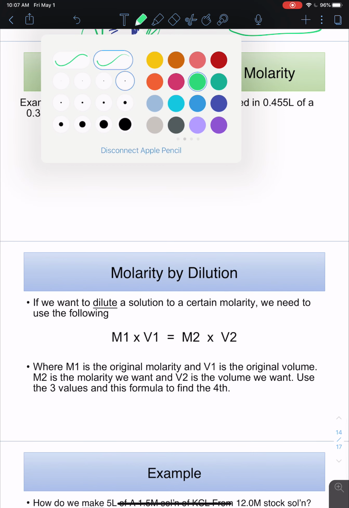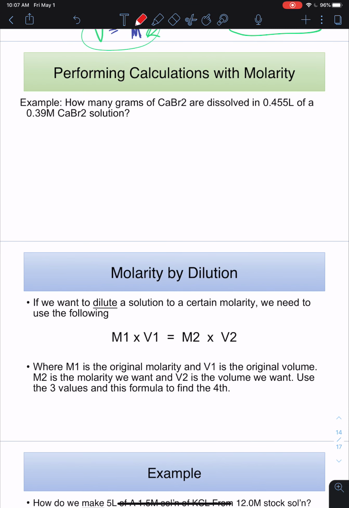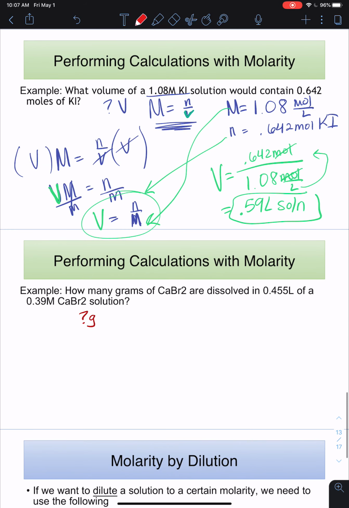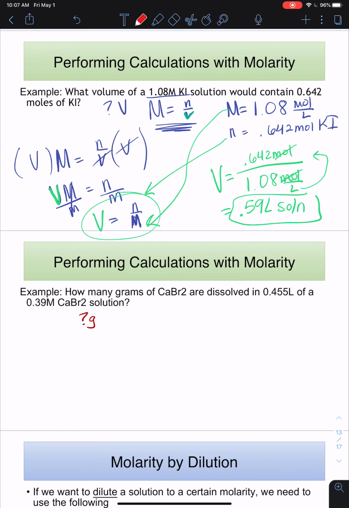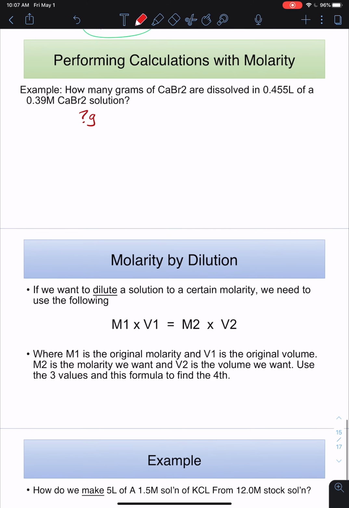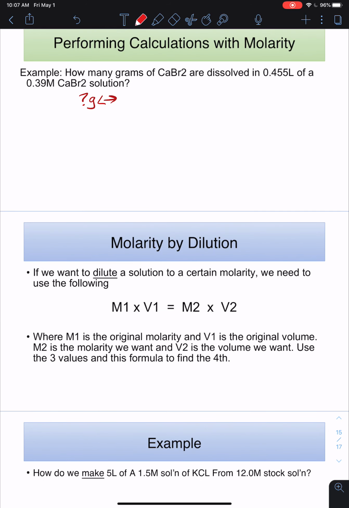Let's change our colors. All right, so this one says we're solving for grams, which is a little odd since with molarity, we've only been working with number of moles and volume. But we know how to go from grams to moles. That's our molar mass. So we're just going to put that there just so that we know. So we're solving for grams, and we know how to go from moles to grams. So we might have to do an extra step there at the end.